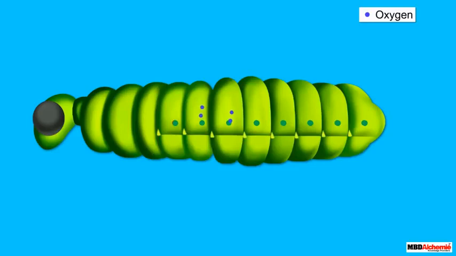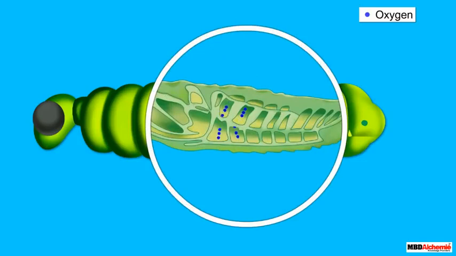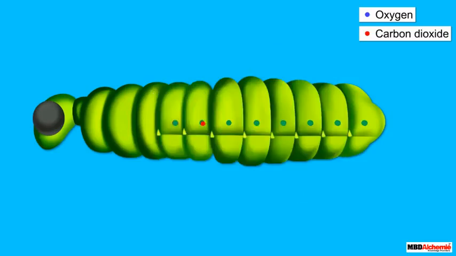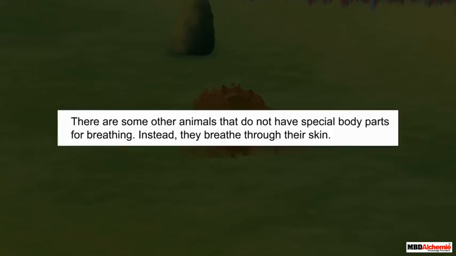Air enters inside an insect's body through the spiracles and reaches all parts of the body with the help of this network. Different body parts take in this oxygen and release carbon dioxide that moves out of the body through the same path. Now, there are some other animals that do not have special body parts for breathing.